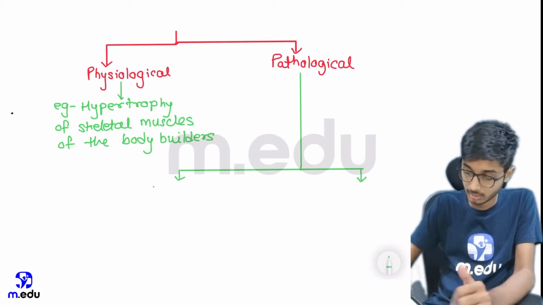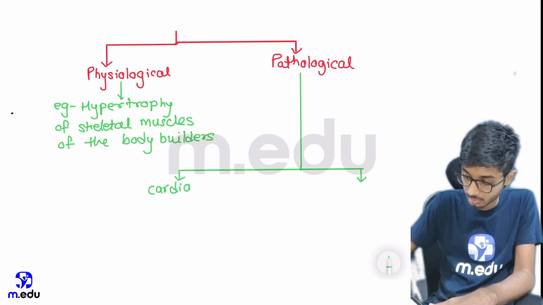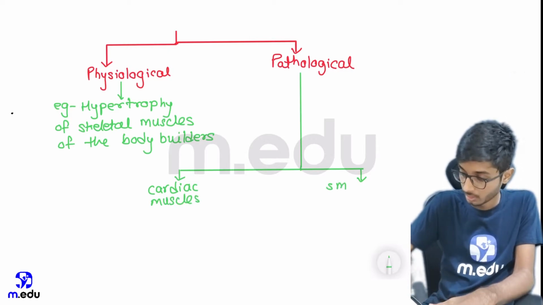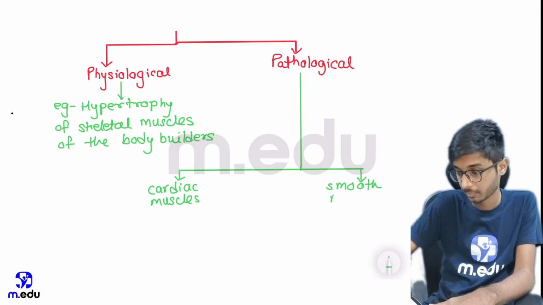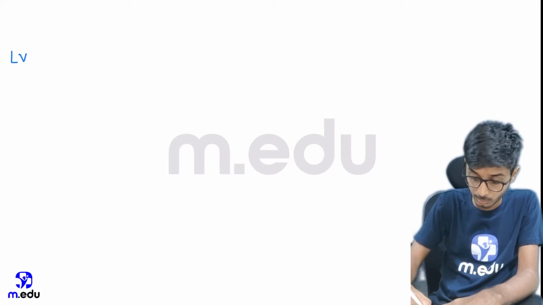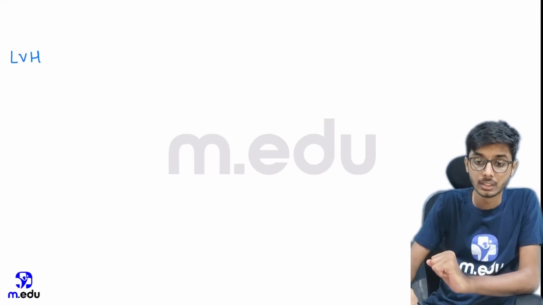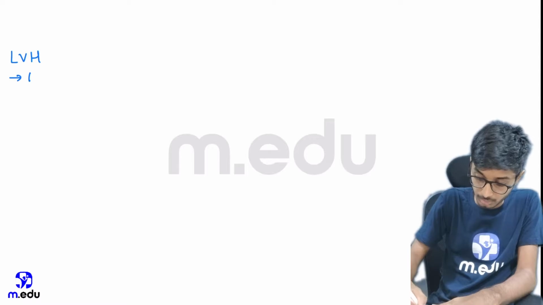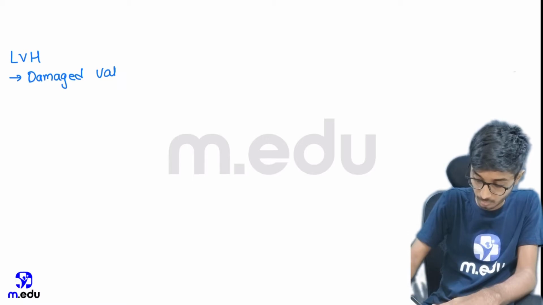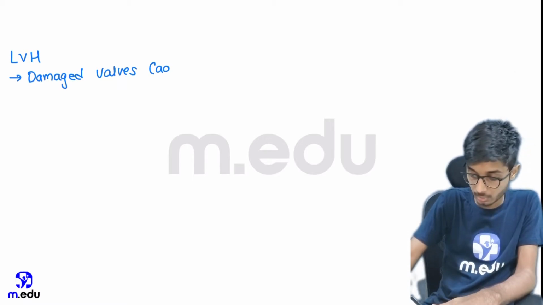Pathological hypertrophy can be seen in cardiac muscles and smooth muscles. So if we see the hypertrophy in cardiac muscles, it is due to the left ventricular hypertrophy, also known as LVH. LVH is due to the damaged valves, also known as aortic stenosis.